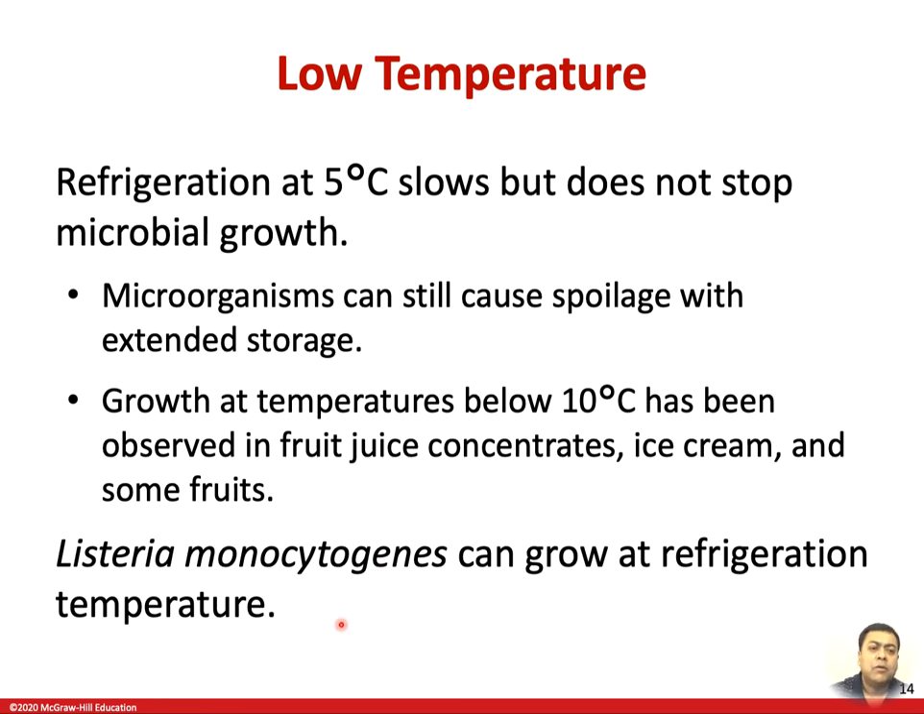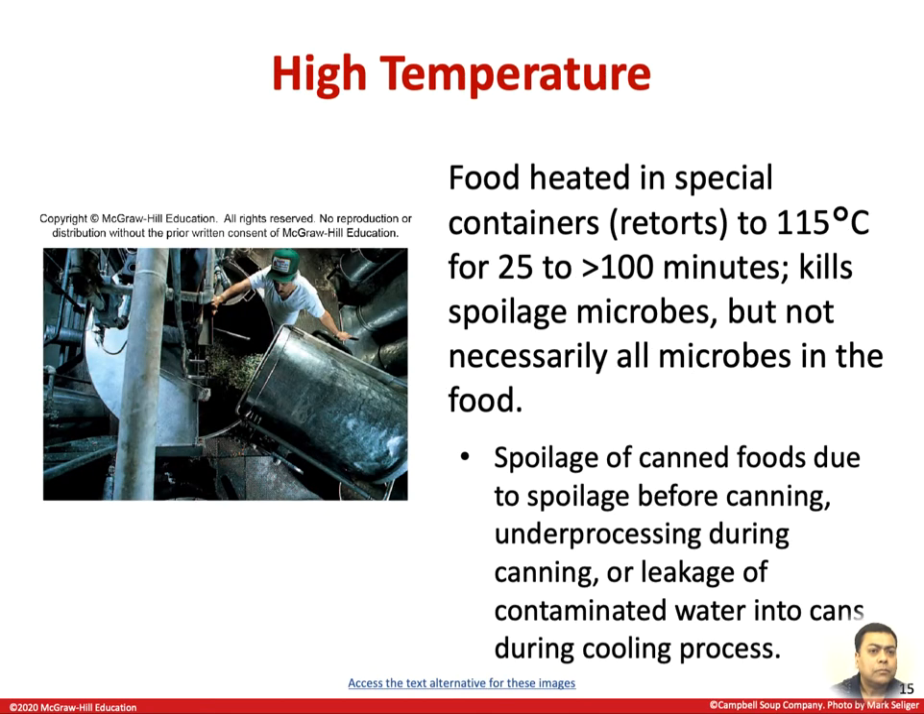And this Listeria monocytogenes, which gives you listeriosis, can grow at refrigeration temperatures and is very dangerous. So here we are looking at some of the usage of high temperature when we can food material. And this was first used by Nicholas Appert in 1809. He first introduced this canning process.